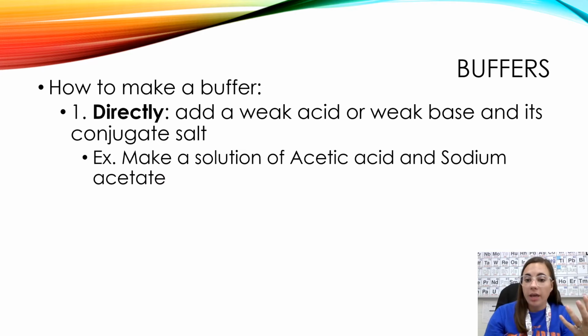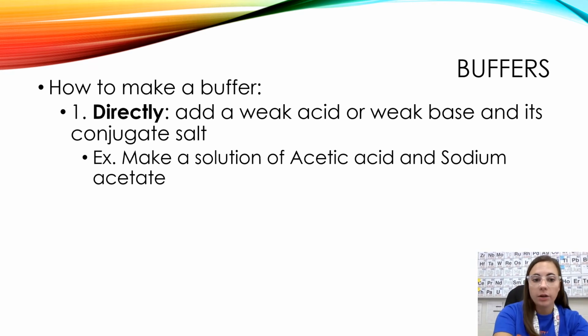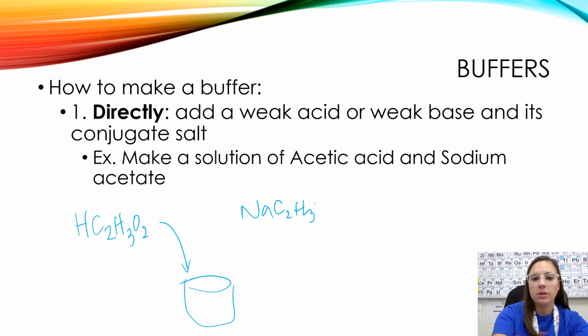So how can we make a buffer? So we can make a buffer directly. We can add the 2 parts directly. So we can add a weak acid or a weak base and its conjugate salt. So for example, we can literally put acetic acid into solution, and we can put sodium acetate into solution. Why do we have to put sodium acetate? Because I can't just put acetate ions.